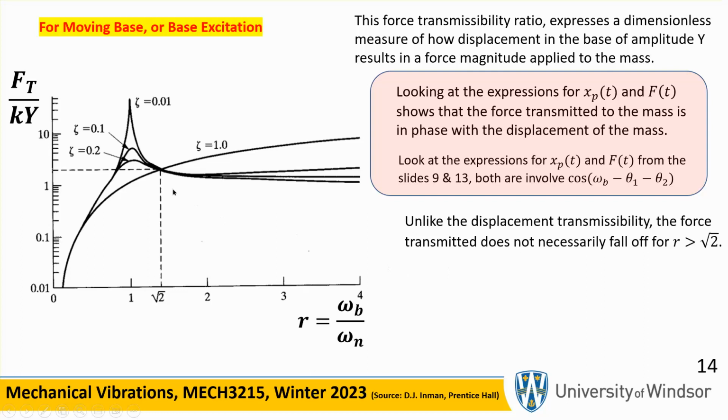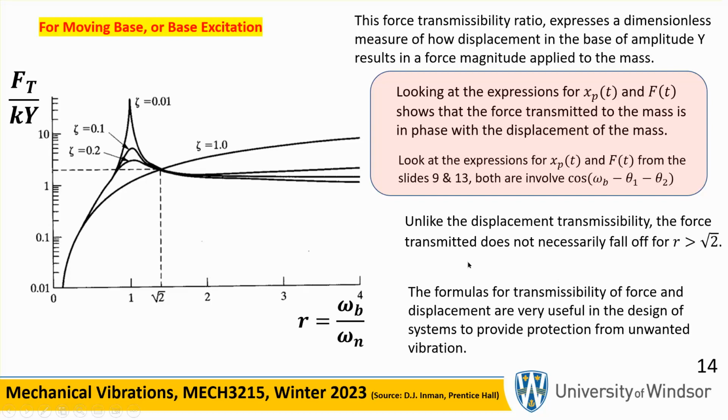Now, remember that for r bigger than root 2, the displacement transmissibility was less than 1, but that is not the case here, and it doesn't fall off. If you go to one of the previous slides, maybe 2 slides ago, it was big X over big Y. For r bigger than root 2, they were all below the line height of 1, but that is not the case here.